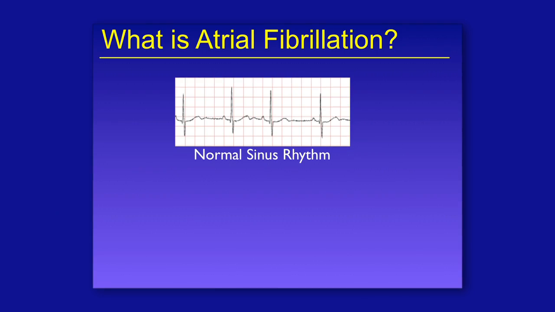The main topic we're talking about is a rhythm of the heart called atrial fibrillation. To understand atrial fibrillation, you have to know the difference between that and a normal rhythm. This is an electrocardiogram of what's called normal sinus rhythm, the normal beating of the heart.